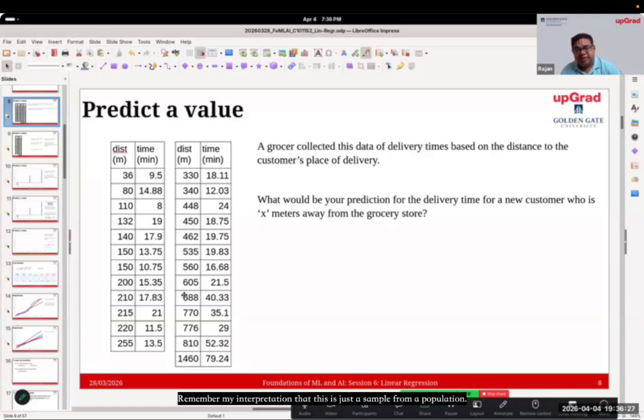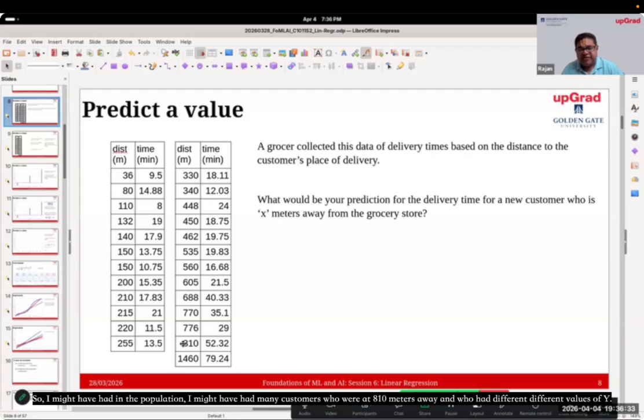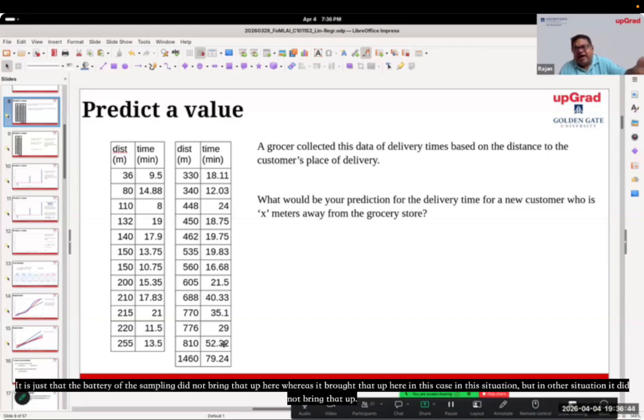Remember, this is just a sample. There is no escape from that interpretation. In the population, I might have had many customers who were at 810 meters away, and we missed a couple of different values. The announcement did not bring that up here, whereas in other situations it did not bring that up.